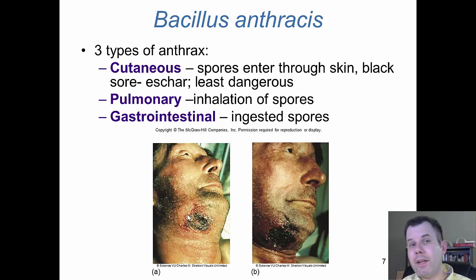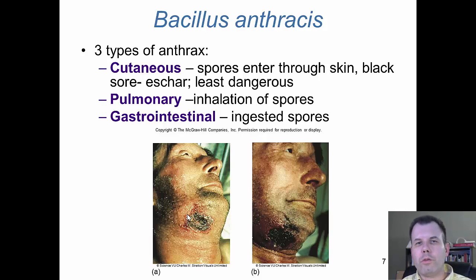Again, it's the least dangerous form of all because it's very superficial, doesn't get very deep into tissues. So again, it's very treatable with antibiotics. So it's not one of those things that you could die from. However, it's pretty nasty and can be very disfiguring if you're talking about these very large black lesions that form on your skin. Okay. The second type, and probably the most scary type, is the pulmonary.